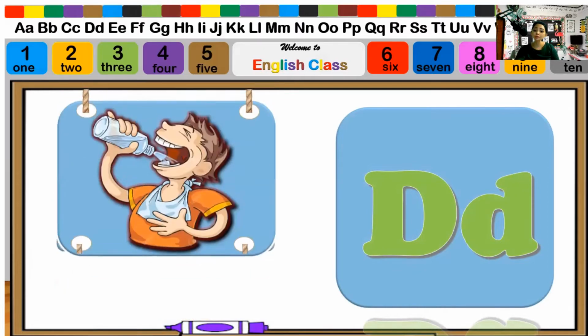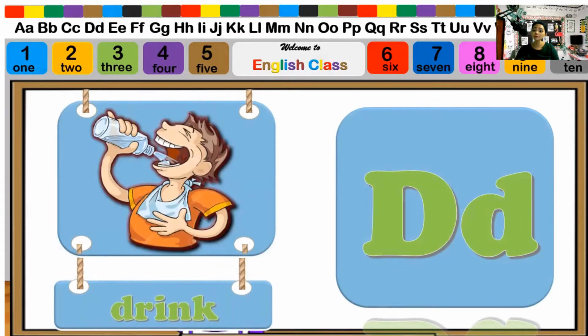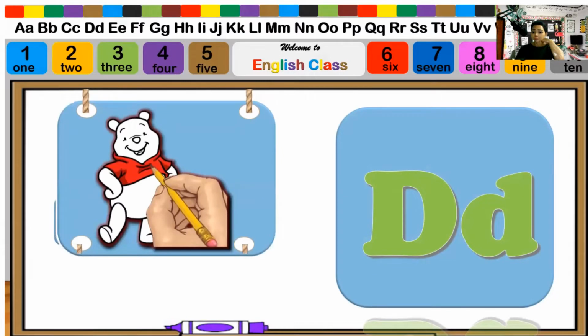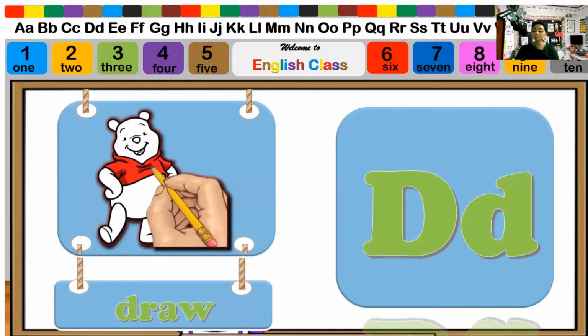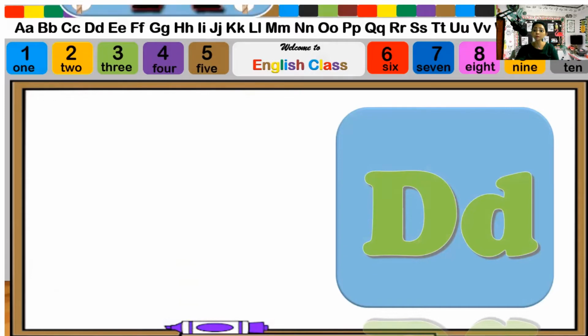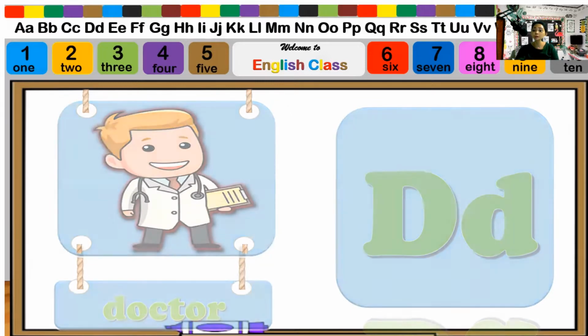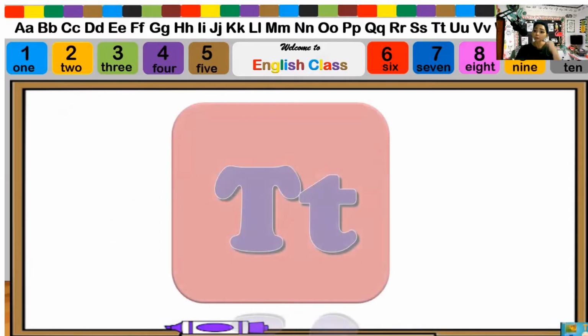And then we have drink. It's an action word, drink. The drink. And then we have draw. Draw. There's a mix of two letters, the D and the R. Draw. Let's keep going. And we have the doctor. Doctor. The doctor.